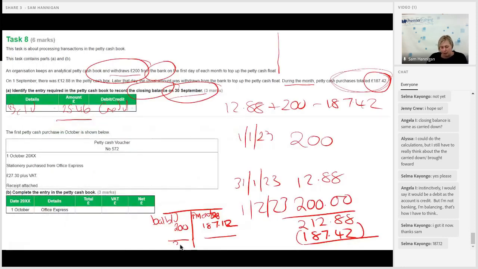So if I balanced it off at the end of January, I would have had £12.88 as a balance carried down, but I'd have brought it down onto this side to start on the 1st of February. So on 1st of February, I've got a balance brought down of 12.88. I've drawn out another 200 and I've spent 187.42.